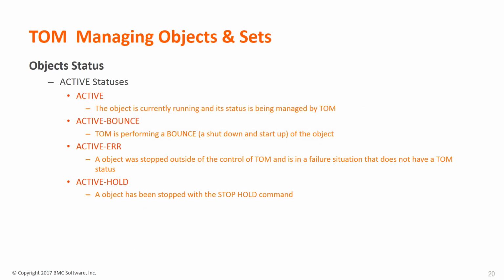Now I'd like to take a few minutes to discuss some of the statuses that Tom shows for objects. The first is active, which is fairly straightforward, and it means that the object is currently running and that Tom is maintaining its status. Active bounce indicates that Tom is currently performing a bounce of the object. Active error means that the object was stopped outside of the control of Tom, and Tom doesn't understand what state it's in. Active hold means an object has been stopped with Tom using the hold option.